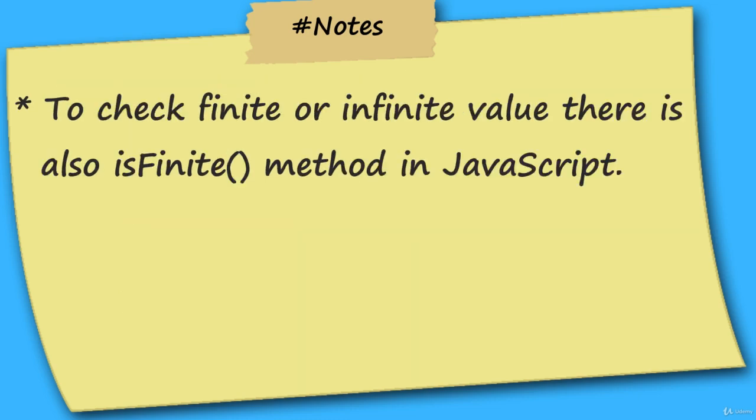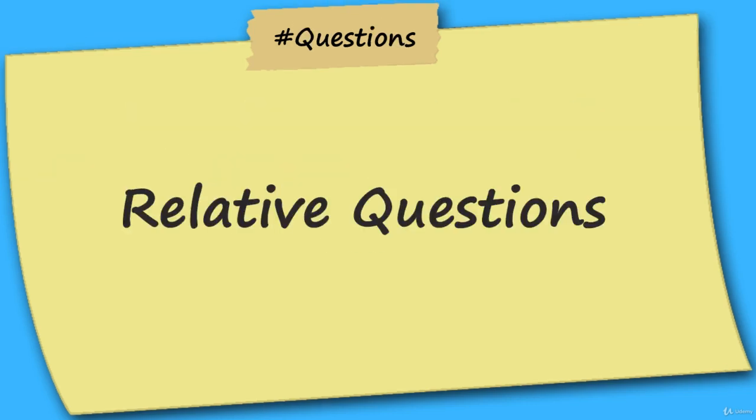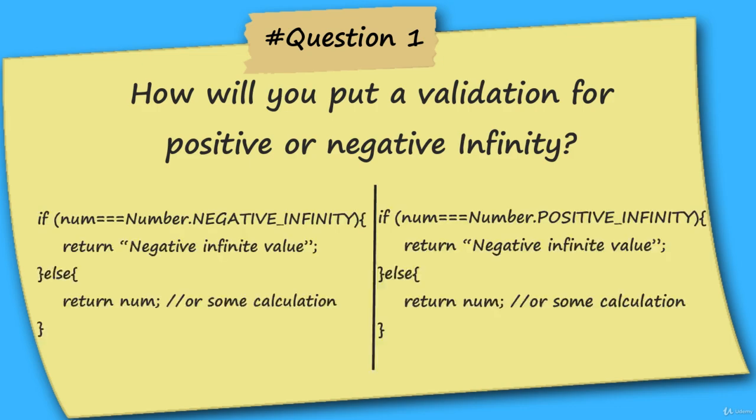To check for a finite or infinite value, there is also the isFinite method in JavaScript, but we are checking it in the next question, where we also discuss one more numeric error situation called NaN, or not a number. At the moment, let's discuss related questions of this topic. The first question: how will you put a validation for positive or negative infinity? As we discussed, we can use Number.POSITIVE_INFINITY or NEGATIVE_INFINITY. We put an if condition and we work with it.